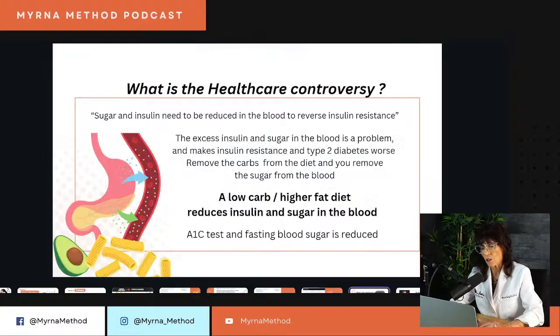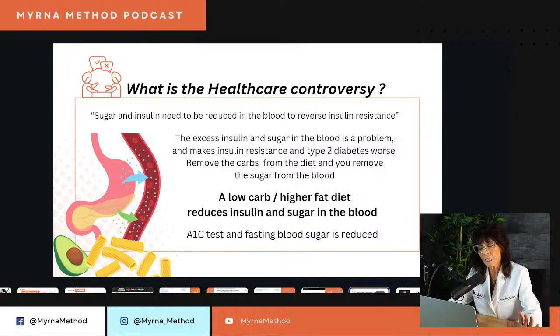But let's go back to what is a healthcare controversy. Sugar and insulin need to be reduced in the blood to reverse insulin resistance. Well, first of all, I'm in agreement with that statement, but not in the statement that it reverses insulin resistance, because the pathology of the disease, clearly type 2 diabetes, type 3, has to do with that receptor site. Now, we obviously want to try to minimize the sugar and the insulin in the blood, but we have to be aware of the root cause.